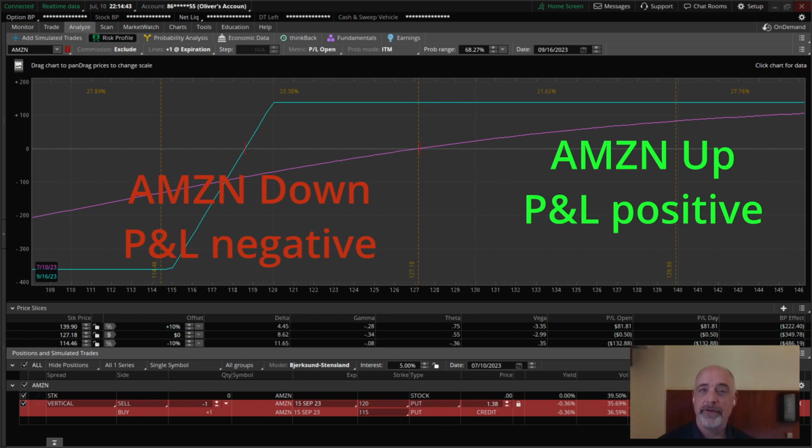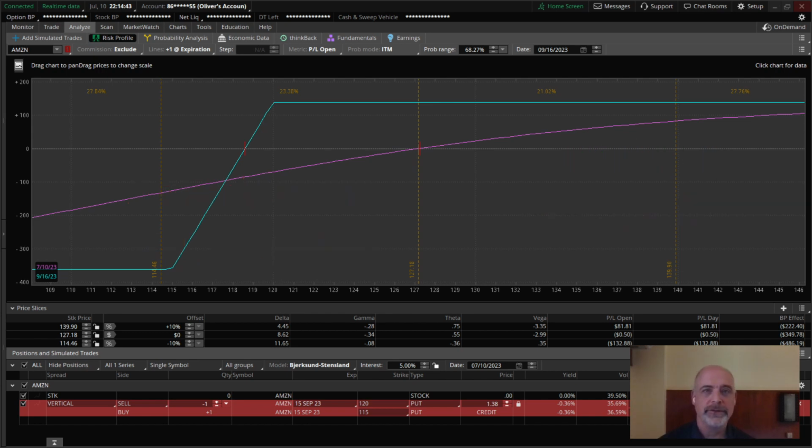Put credit spreads benefit from moves up in the market, but they are also short options trades, and they also benefit from the passage of time. So as each week passes, if the market is still in the same place, there's less time for it to drop below that 120 level. So less time means less risk, and less risk means the options contract is cheaper. So that's another source of P&L for this trade.